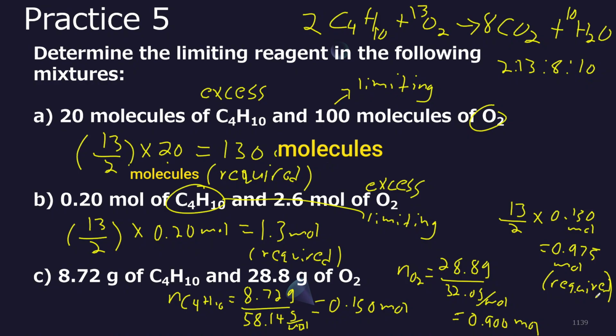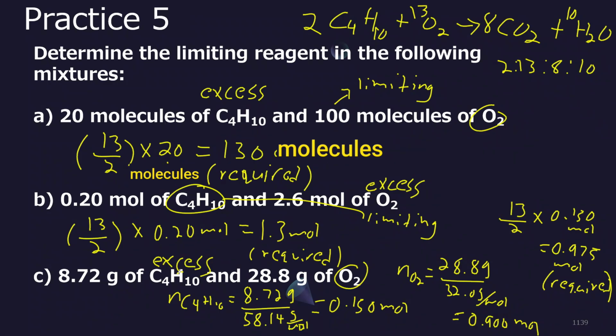So O2 must be limiting here. It's all going to go to 0. We're going to have some leftover C4H10 in part C here. We require 0.975, have only 0.9 of O2. All right, that's how I would recommend you think about doing these questions. Make some assumptions about what's limiting. Ask if you have enough for what's required of the others. If you don't have enough of the others, then the other is limiting. If you do have enough, then what your assumption was is limiting.